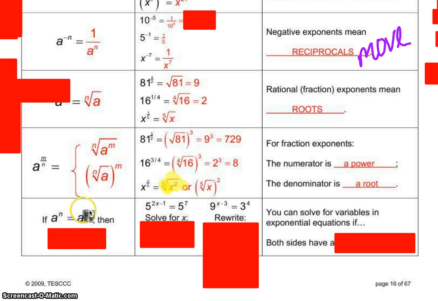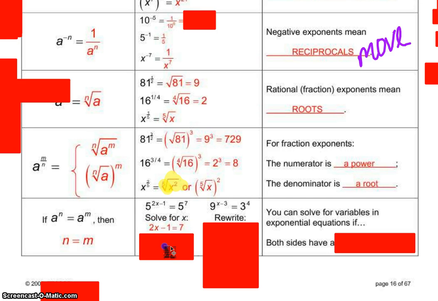If a to the n equals a to the m, then n is equal to m. If you have your same base and they're equal to each other, your exponents have to be the same, which leads us into making equations. If you have 5 to the 2x minus 1 is equal to 5 to the 7, our base is the same, so the exponents have to be the same. And you would just make a normal equation. 2x minus 1 equals 7. Add your 1, so 2x is equal to 8, divide by 2, and x equals 4.